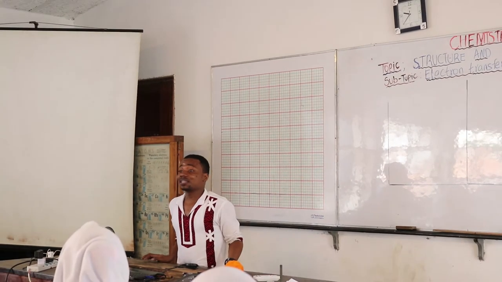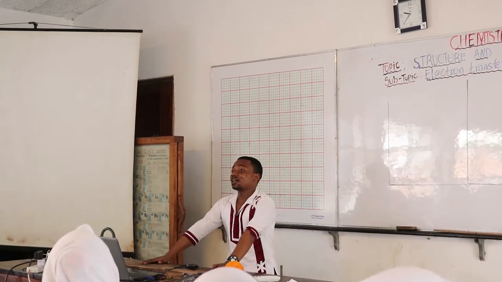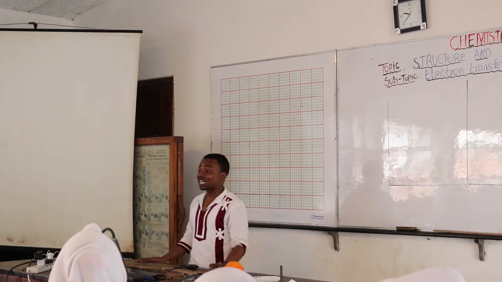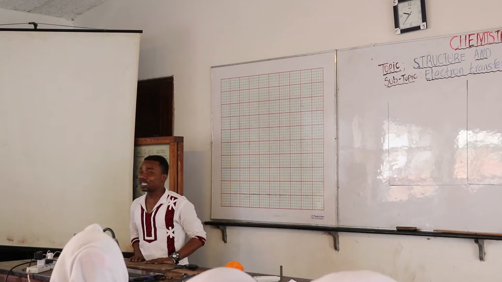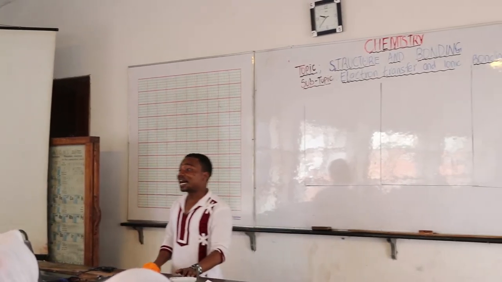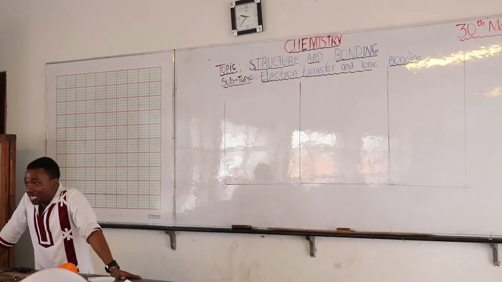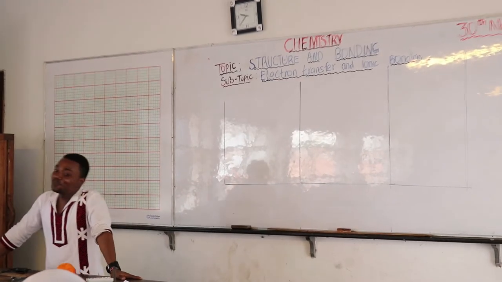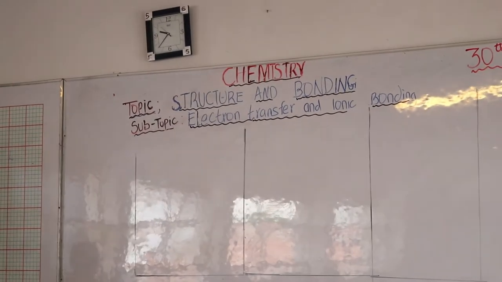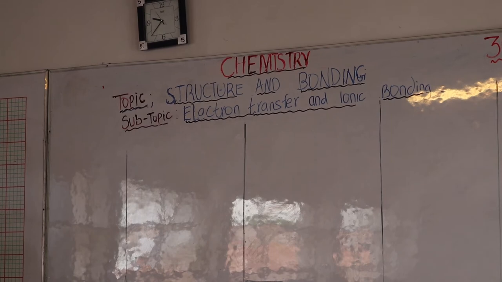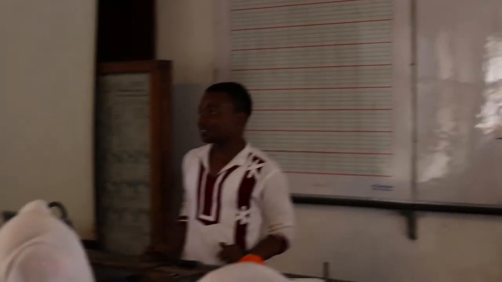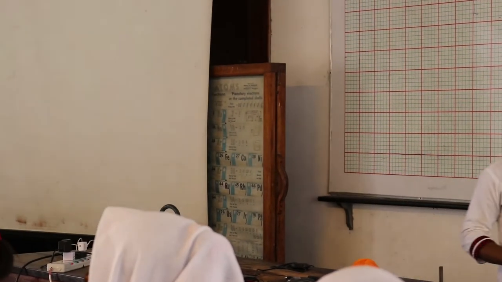We want to learn about structure and bonding, which are two terms: the term structure and the term bonding. The subtopic is electron transfer and ionic bonding. Before we start, I need you to assist me in understanding what matter is, because we are studying substances, which is matter. Matter is made up of small, tiny particles.